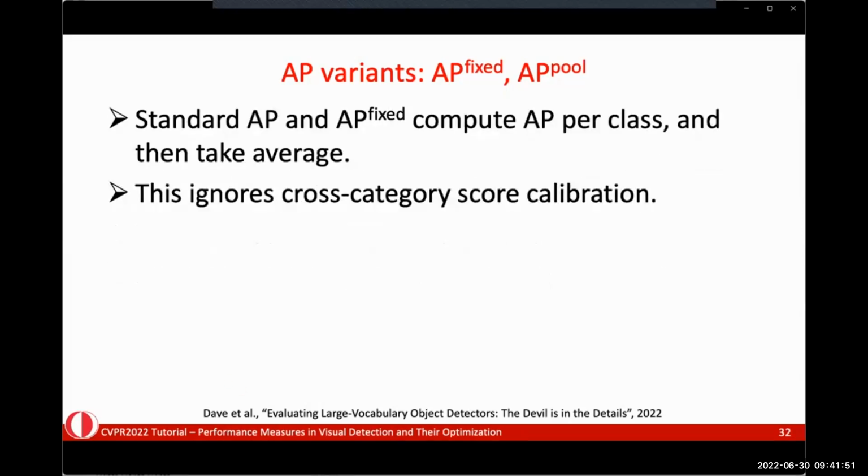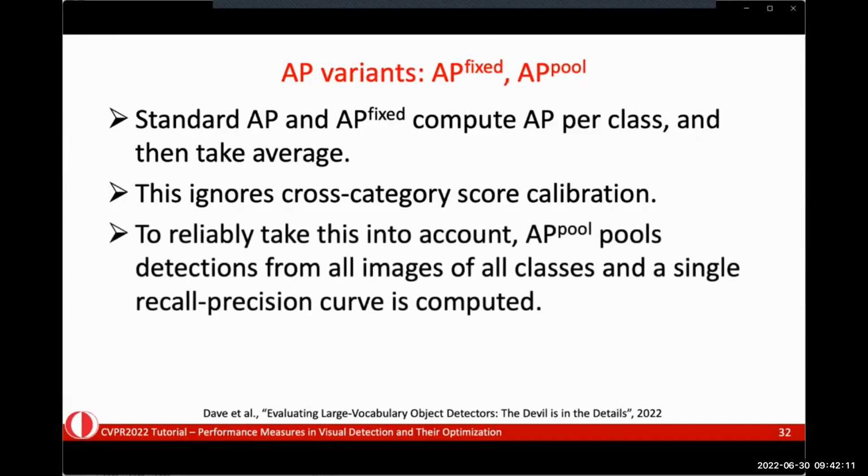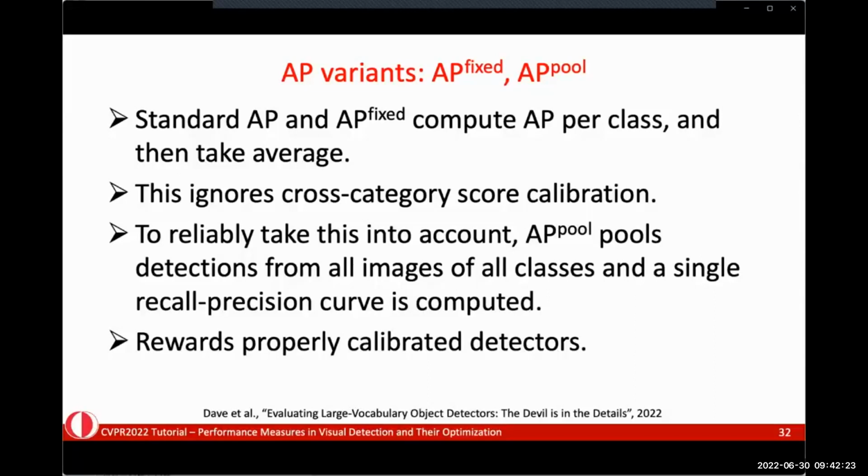As a better evaluation measure that takes into account cross-category calibration, they propose AP pool. As we said in the previous slide, standard AP and AP fixed compute AP per class and then take the average. This ignores cross-category score calibration. To reliably take this into account, AP pool pools detections from all images of all classes, and a single recall precision curve is computed. And this rewards properly calibrated detectors.